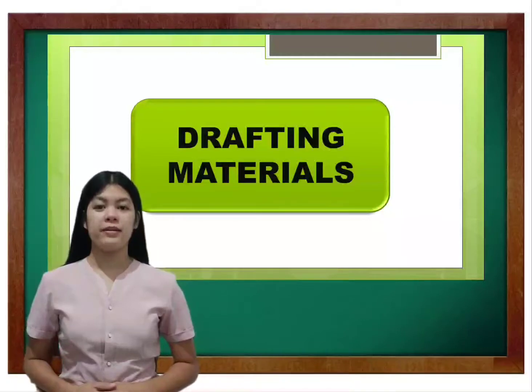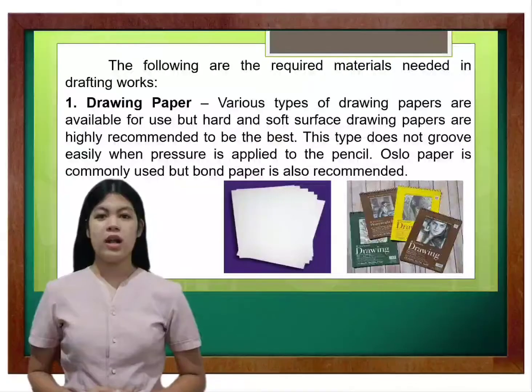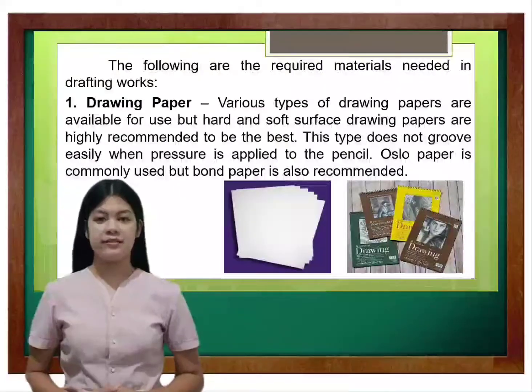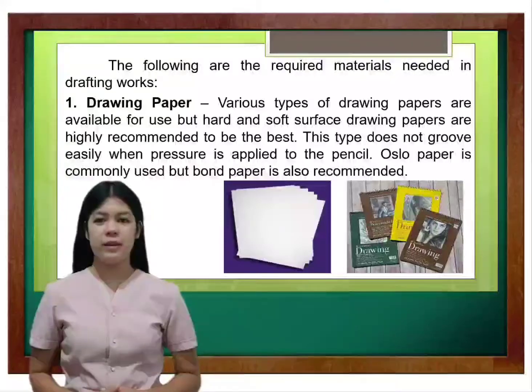Next, we have drafting materials. The following are the required materials needed in drafting works. First, drawing paper. Various types of drawing papers are available for use, but hard and soft surface drawing papers are highly recommended to be the best. This type does not groove easily when pressure is applied to the pencil. Oslo paper is commonly used, but bond paper is also recommended.